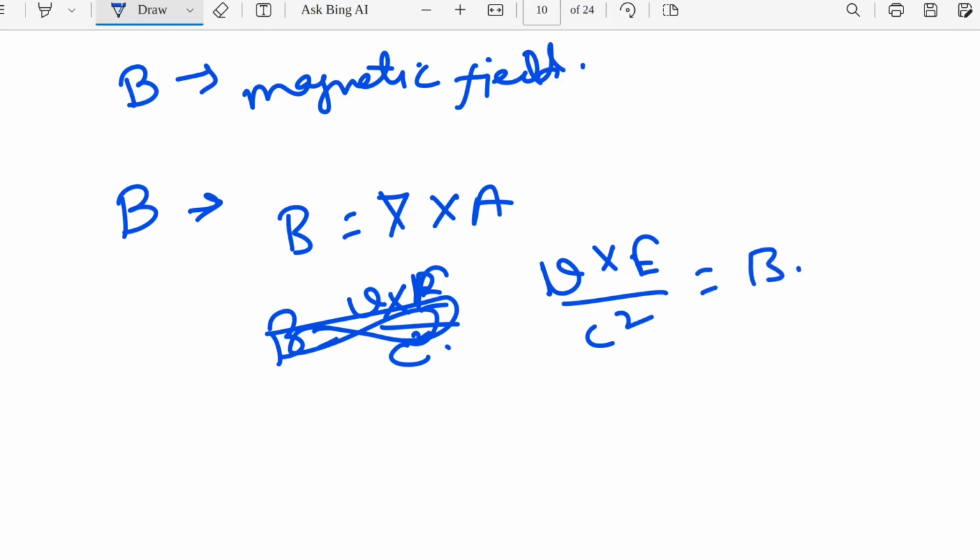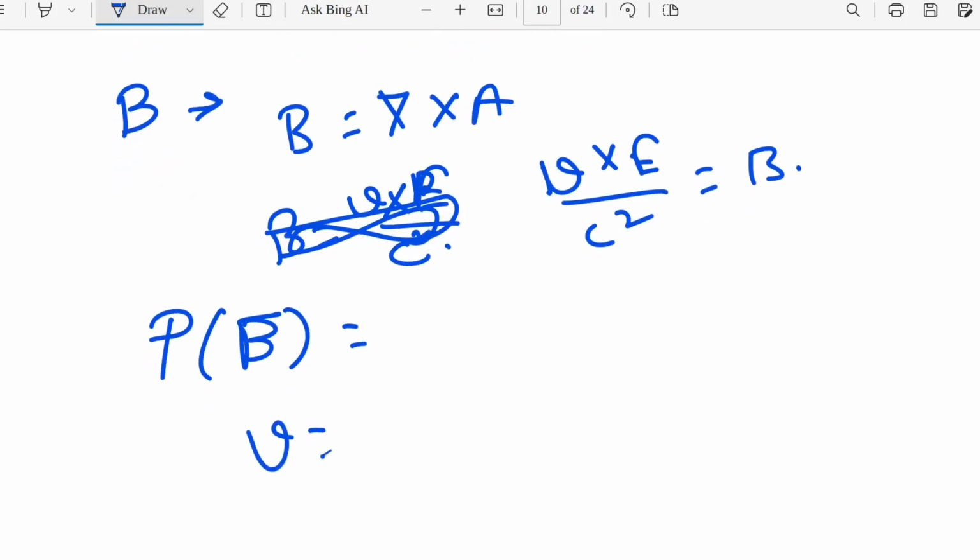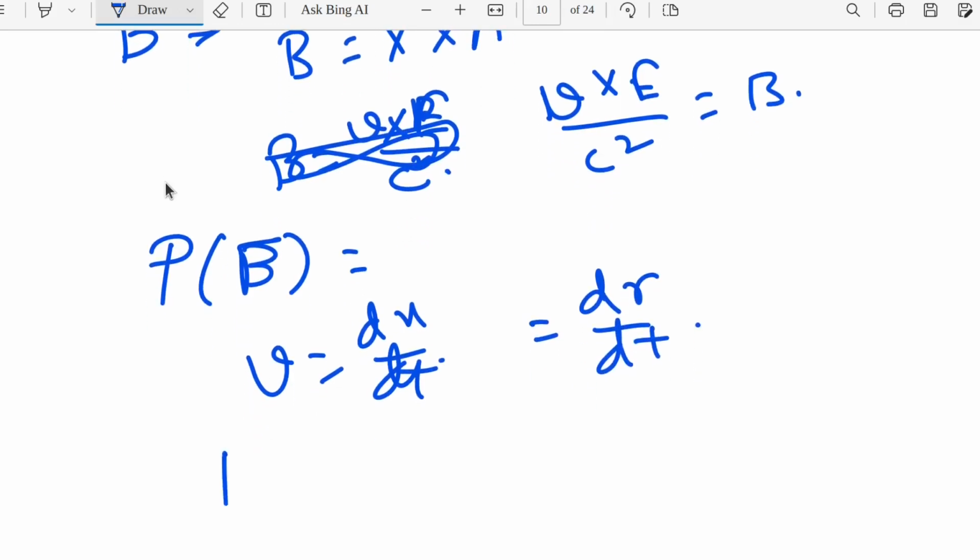Okay, so if I write like that, then after operating parity. Ma'am, why is V not even parity? V is not even under parity. V will be odd under parity because we can write V as dx by dt, right? So x is nothing but dr by dt. So if I operate parity on that, then it will be like.